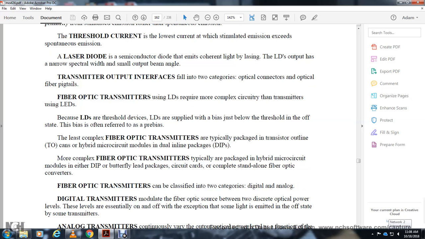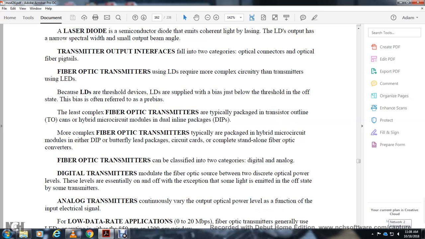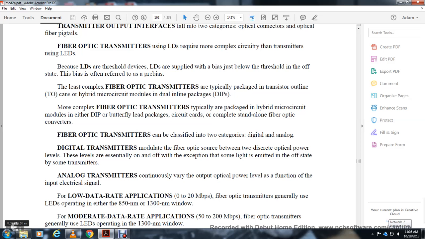Fiber optic transmitters can be classified into two categories: digital and analog. A digital transmitter switches the fiber optic source between two discrete optical power levels, essentially on and off, limiting the light to the on-off states. An analog transmitter can continuously vary the optical output power level as a function of the input electrical signal.